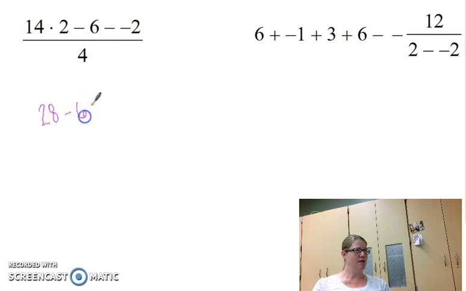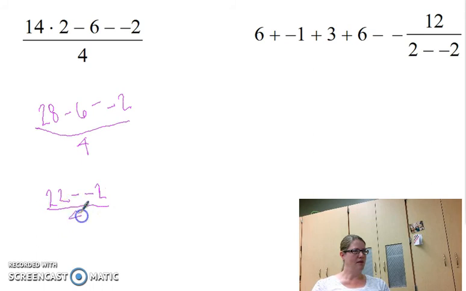And then I'm going to keep everything else in my problem exactly like it is, and then I'm going to look for what's next. Okay, so again, I still have this grouping symbol that keeps all of this stuff up here together. So I'm going to go across here. I only have addition and subtraction, which in this case is just subtraction. So that's what I'm going to do. I'm just going to work from left to right, and I'm going to work this out. So 28 minus 6 is 22. And then I still have the minus negative 2. And then I am dividing by 4.